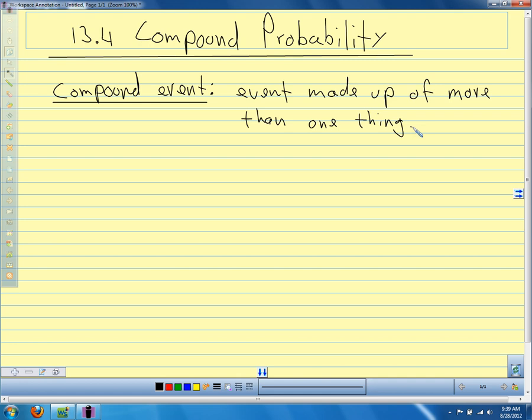Another example would be rolling a 6 on a die and picking a king from a deck of cards. That's a compound event because we're talking about two things. So we're going to figure out how to calculate probabilities with compound events. And there are several kinds of compound events that we need to worry about. The first set that we're going to talk about is independent events.